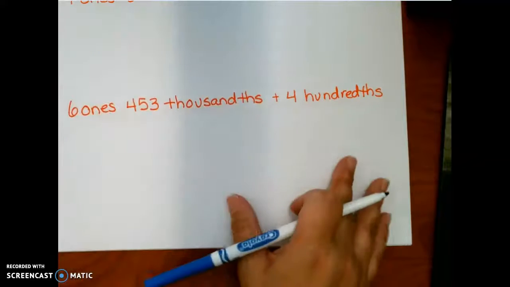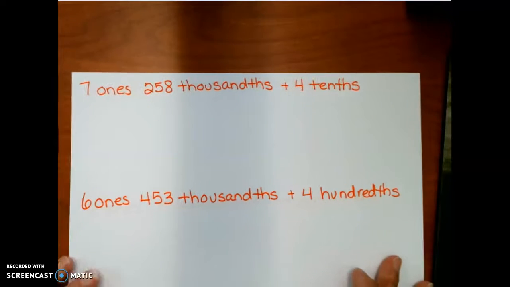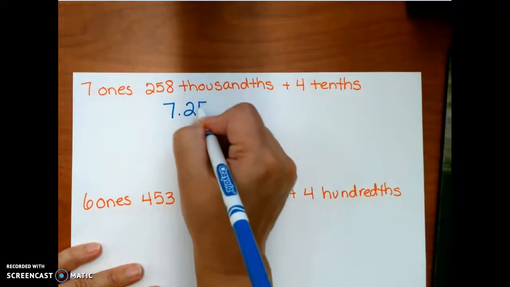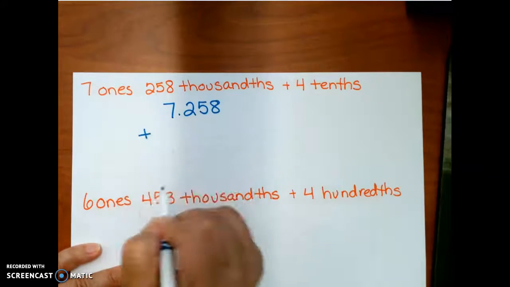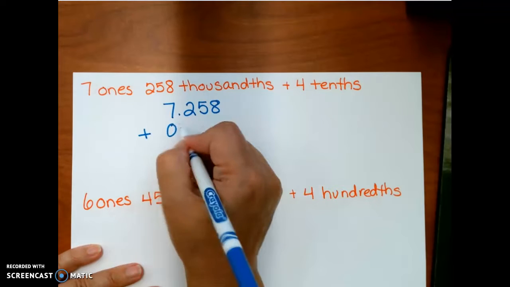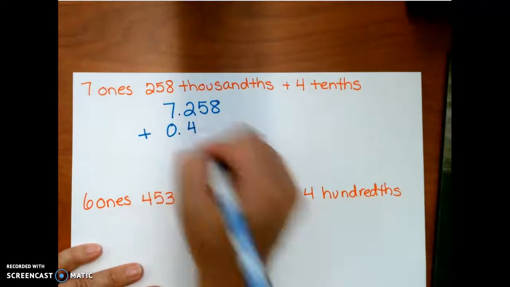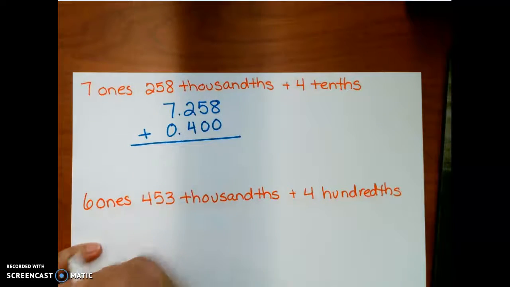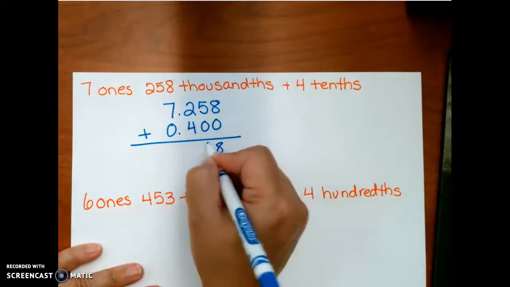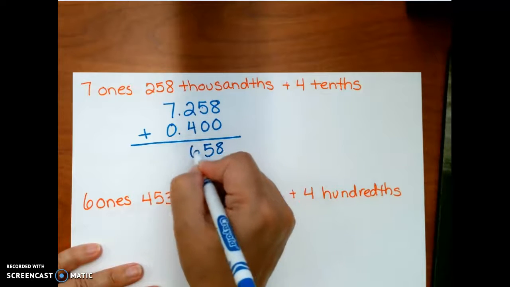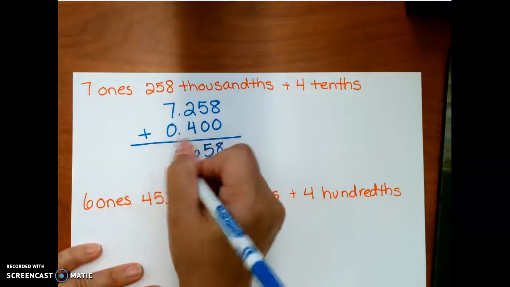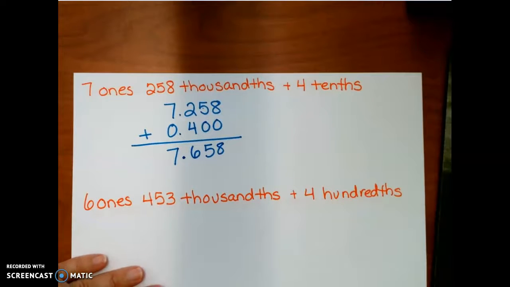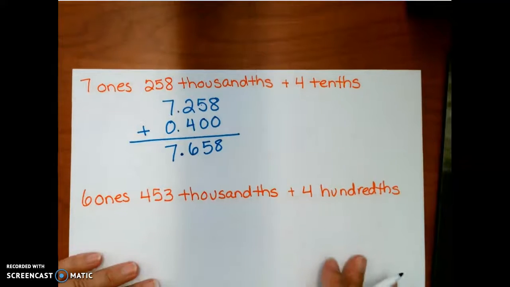Okay, I know you got this. So let's try this again. Try another one. 7 ones, 258 thousandths plus 4 tenths. I have no ones. I have 4 tenths. I have no hundredths. I have no thousandths. Now I can add them. 8 plus 0 is 8. 5 plus 0 is 5. 4 plus 2 is 6. Put my decimal point in. 7 plus 0 is 7. So 7 ones, 258 thousandths plus 4 tenths is 7 and 658 thousandths.